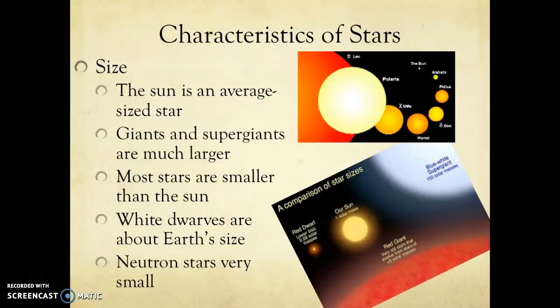Most of them actually are a bit smaller than the sun. And we do have white dwarfs, which are actually about Earth's size. And then we also have another type of star called a neutron star, which is very, very small. Extremely small. So even smaller than the Earth. So that's just a little bit of information about size.